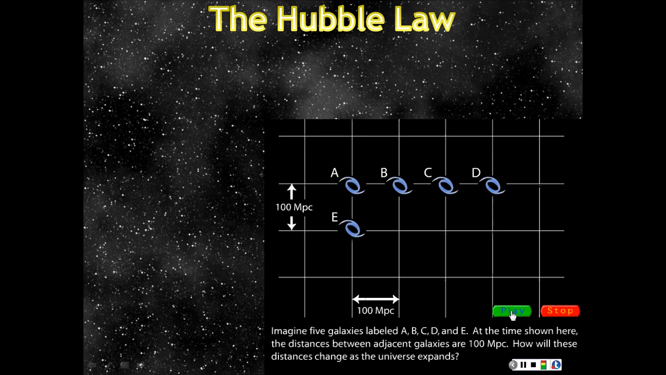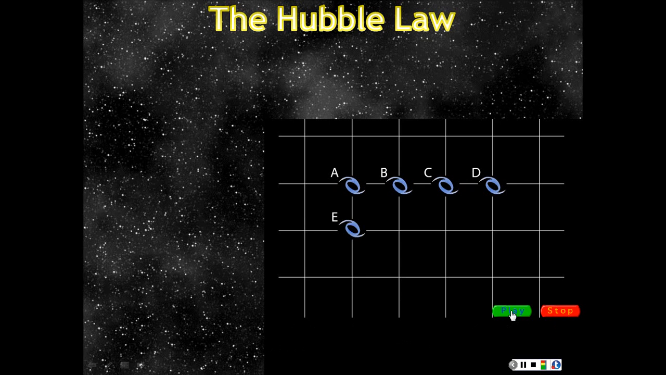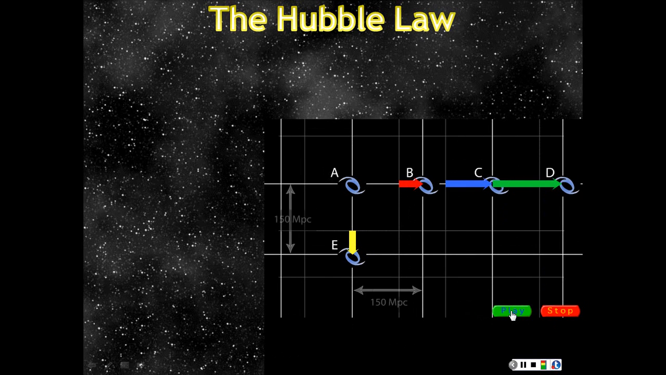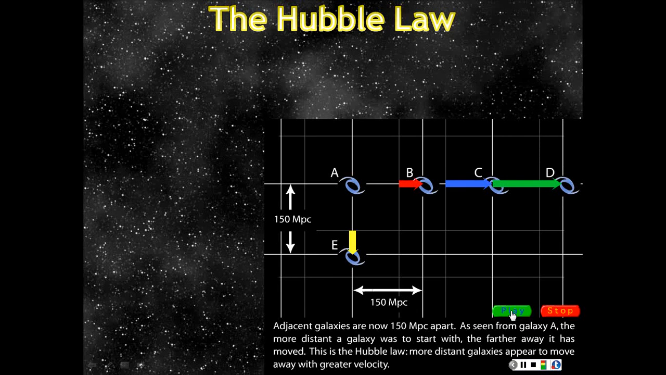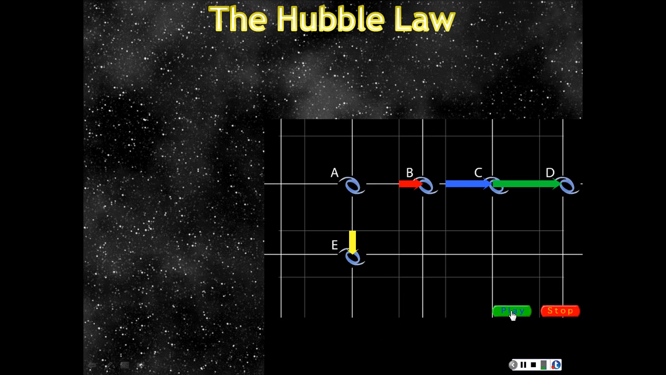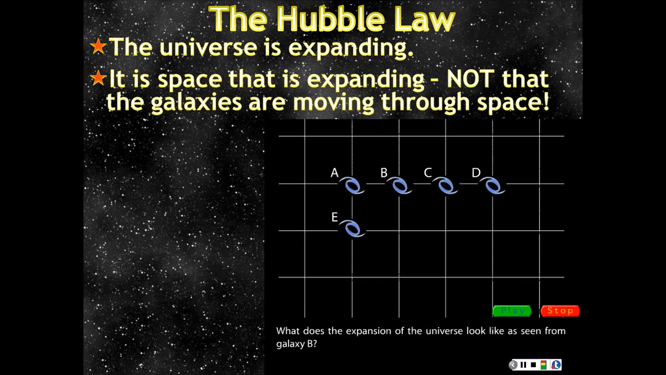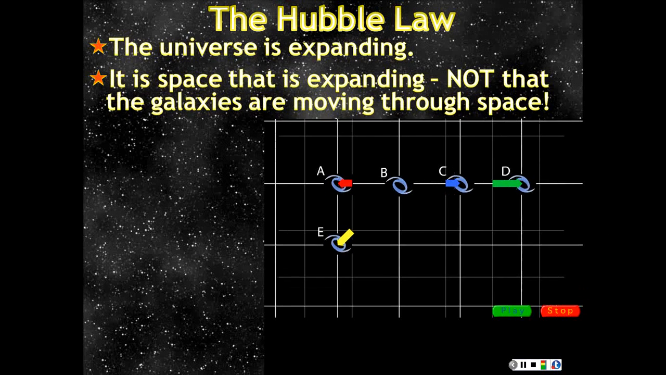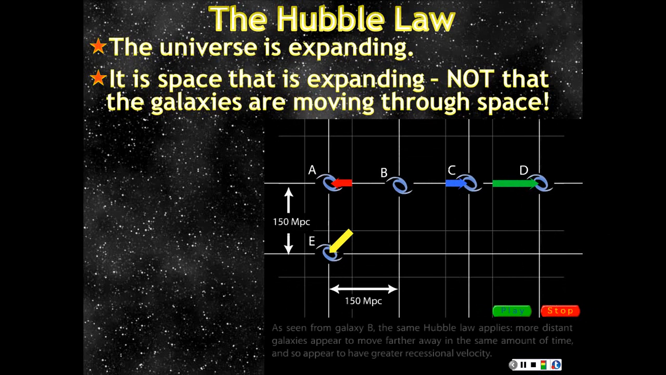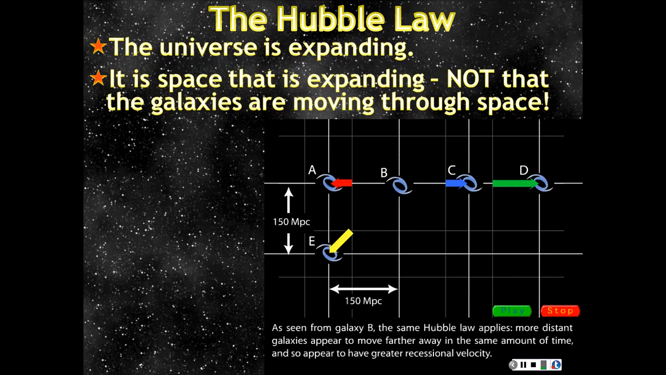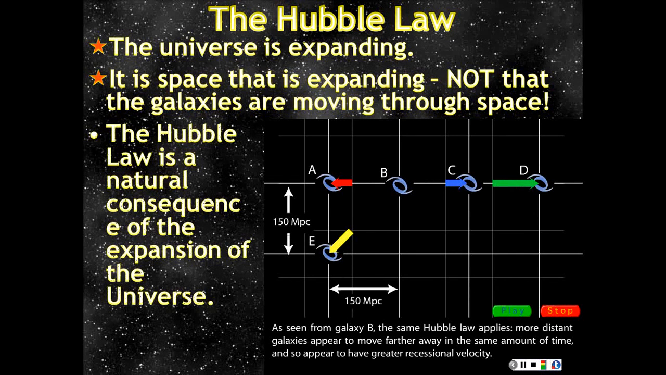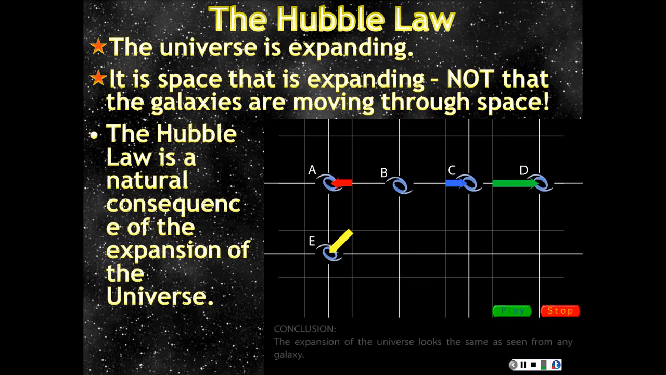Each of those squares is 100 megaparsecs apart, and as the space expands, from the point of view of A, you're going to have that B and E both get to 150, but C is now twice that, 300, and D is now 450. So you get that increase in movement away as you get further away from the original point. And that's where we get the origin of the expanding universe. Hubble's law is best explained by this. And the thing to remember is that the universe is expanding, space is expanding. It's not that the galaxies are moving through space, space itself is growing. And so Hubble's law is just a natural consequence of this particular physical aspect of the universe.